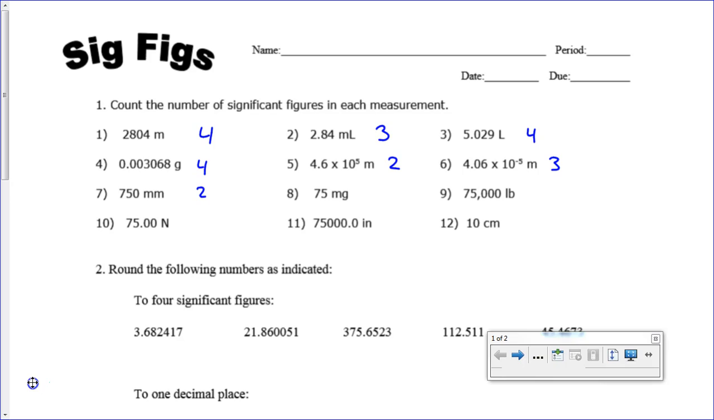Number 8, 75, those are both non-zeros, so they count for sure, so that's 2. 75,000, trailing zeros again, no decimal point. Those zeros don't matter, so we're just left here with 2 significant figures in the end, so that's 2. 75.00, all right. Here these are trailing zeros, but there is a decimal point, so they do count. So the 7, the 5, the first 0, second 0, that's 4.